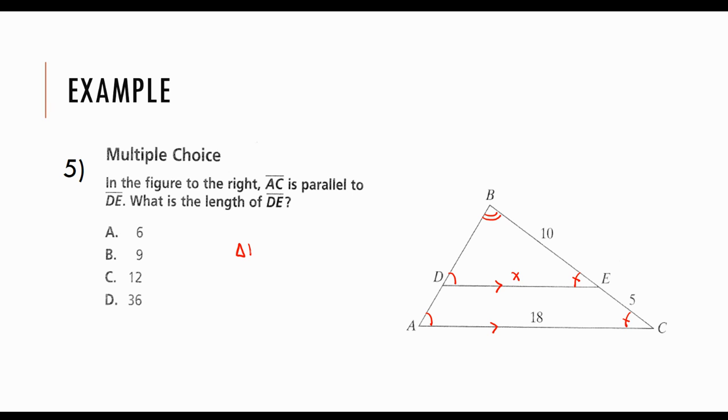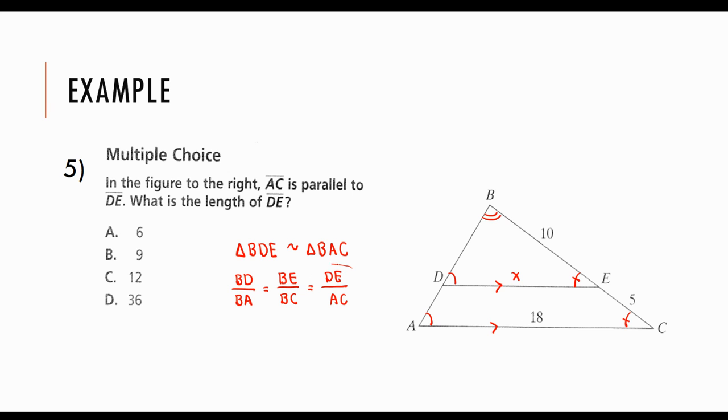So the triangle BDE is similar to the triangle... So I got to put B first because B was congruent to itself. I got to put A next because A and D were congruent, which means I have to put C last because E and C were congruent. Okay, so if I look at all my sides, I know that BD is corresponding to BA. That's going to equal BE, which is going to be corresponding to BC. And DE is corresponding to AC. So I definitely need to use the last ratio because we're trying to find DE.